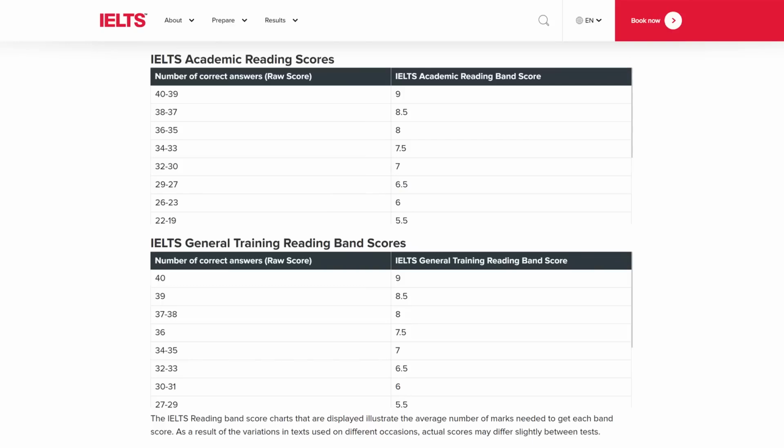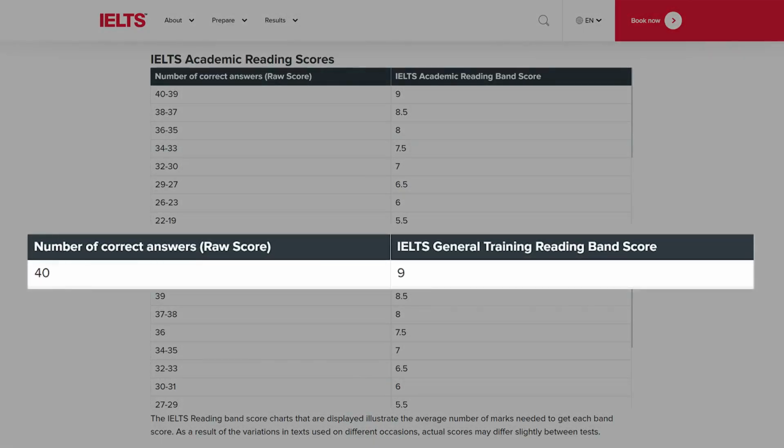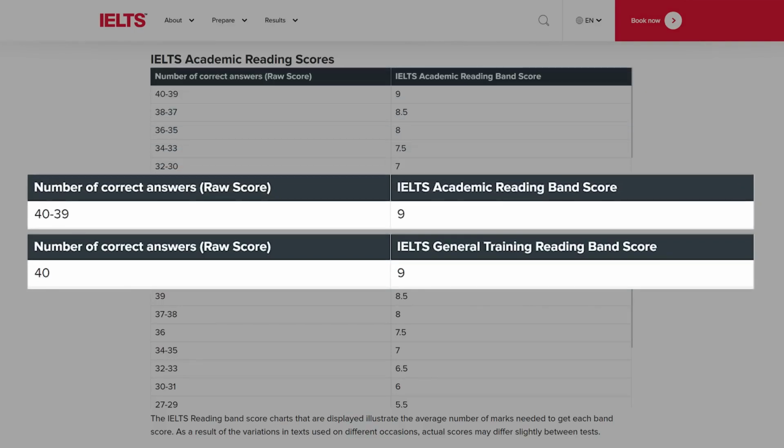And Band 9 students also understand that general training and academic are the same difficulty. That is because for general training, you need a score of 40 out of 40 to get a Band 9. But for academic, you can get one wrong, you can get 39 out of 40 and still get a Band 9. And to be honest, the only people who think that general training is much easier than academic are people who do the academic test and fail to get the score that they need. It's just a way of making themselves feel better by breaking other people down to their level.